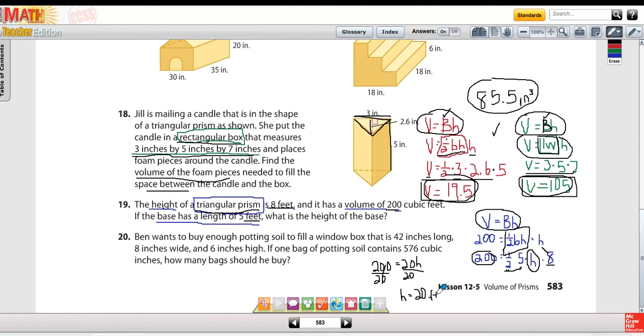Actually, it is not 20 feet, it's 20 divided by 2. I not only canceled out a common 0 there, but I needed to simplify 20 divided by 2, which is 10 feet. Sorry about that. The final answer to number 19 is 10 feet.